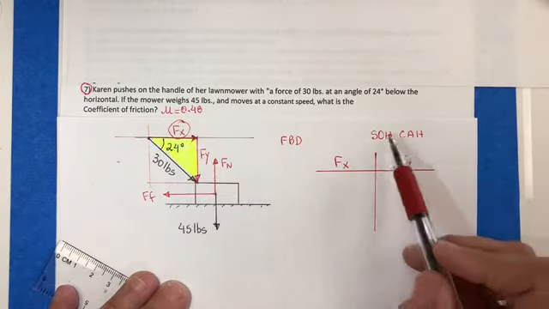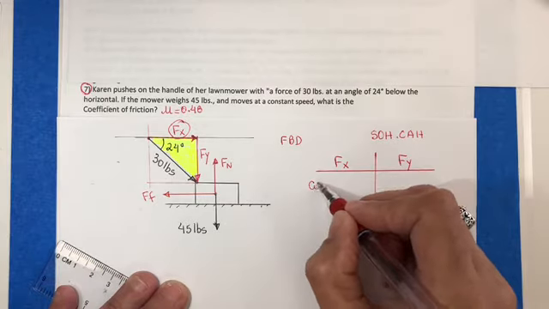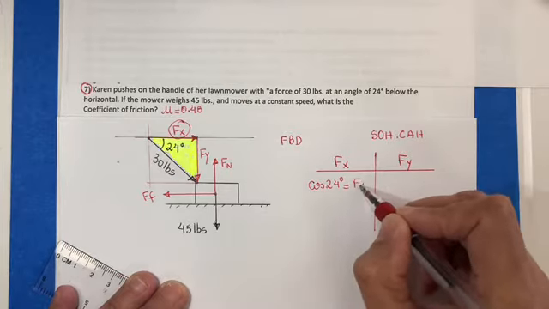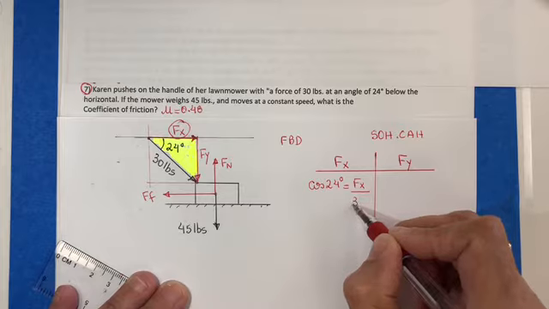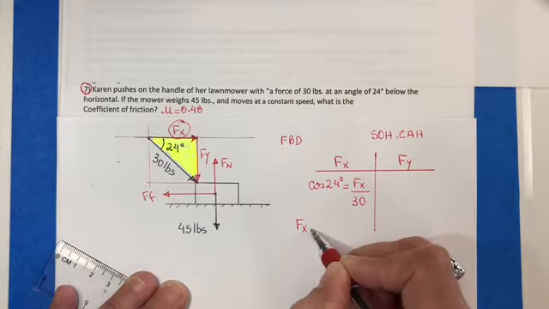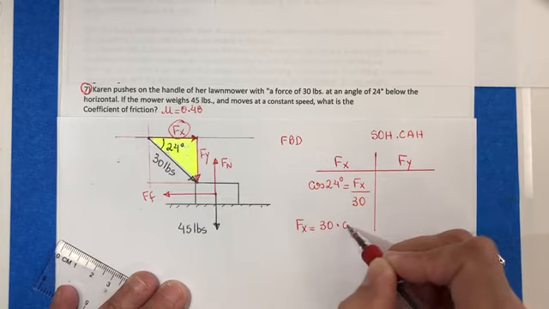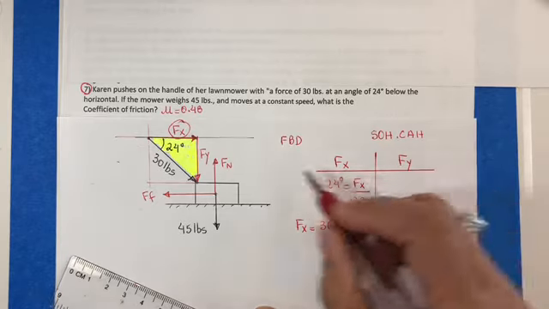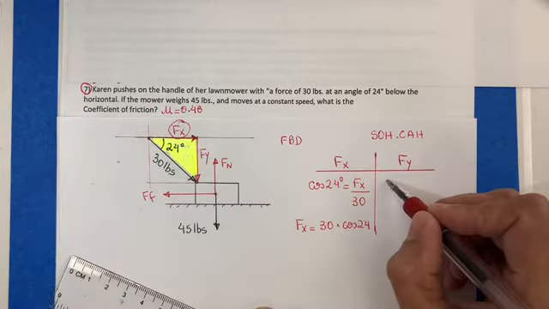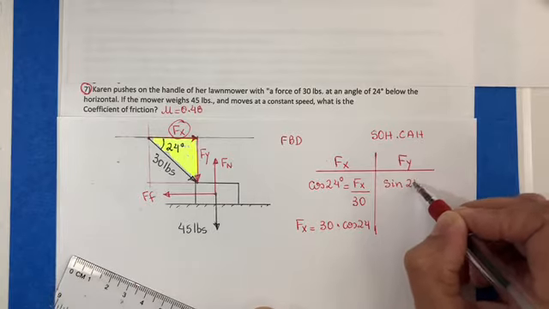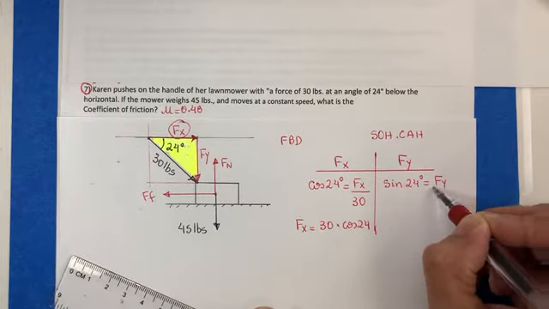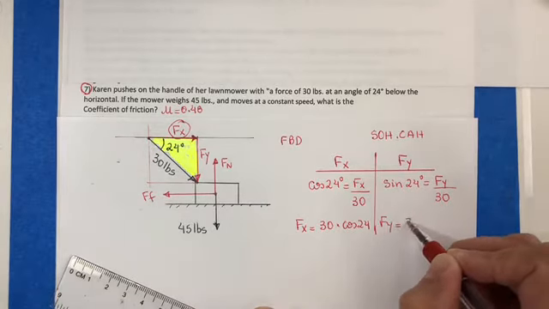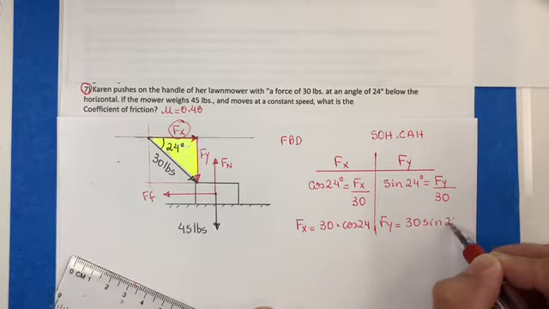It is adjacent, so I'm going to use cosine. So cosine of 24 is the adjacent over hypotenuse, which is 30 pounds. So my Fx is 30 times cosine of 24. So let me set up Fy as well. So Fy is the opposite of 24, so it will be sine of 24 is the opposite over hypotenuse, which is 30. So my Fy is 30 sine of 24.